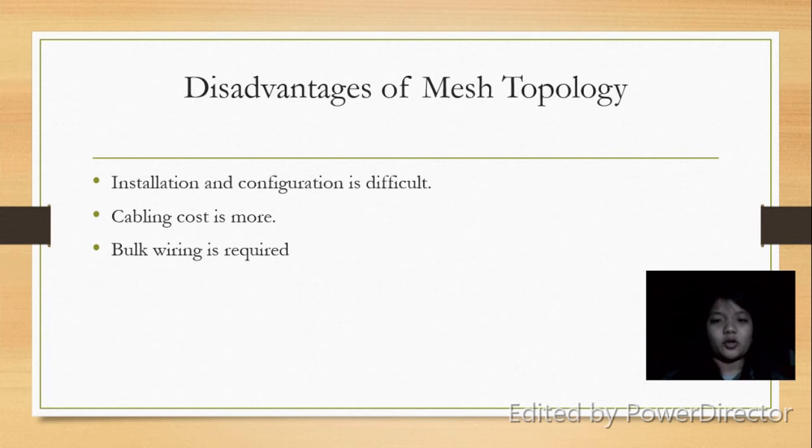Disadvantages of mesh topology. Installation and configuration is difficult. Cabling cost is more. Since they are connected to each other, you will use more cable. So that's why it is more costly. Then bulk wiring is required. So this one is for the cable.